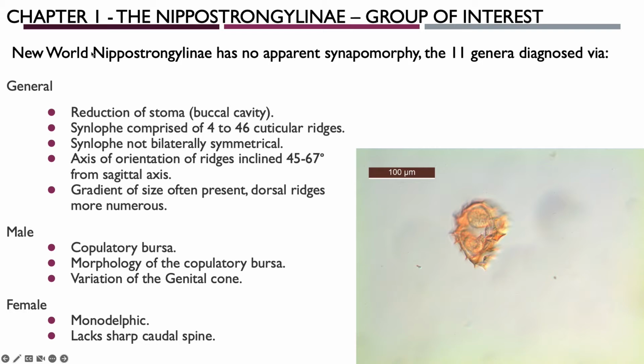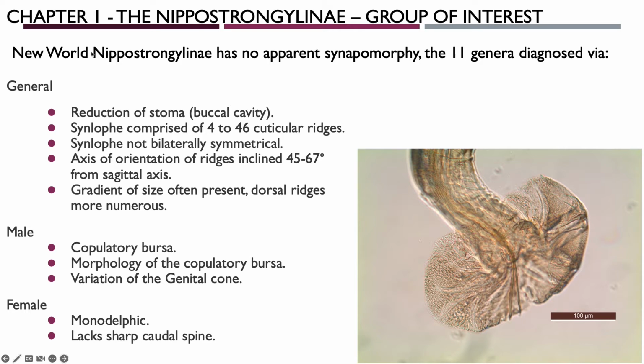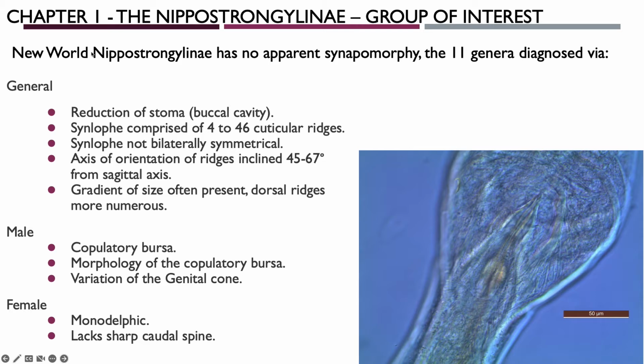We also focus on a lot of different morphology. We are looking to see how many cuticular ridges they have, the axis of orientation, and how those ridges are oriented in themselves. We also are looking at where the sagittal axis is, which is where these nerve cords are. We're also looking at the gradient and size of the ridges, as the dorsal ridges are more numerous. In the males, we're looking at the copulatory bursa and its morphology. Here's a copulatory bursa for you guys. We're also looking at the morphology of the copulatory bursa in general and the variation of the genital cone. You can see that there.